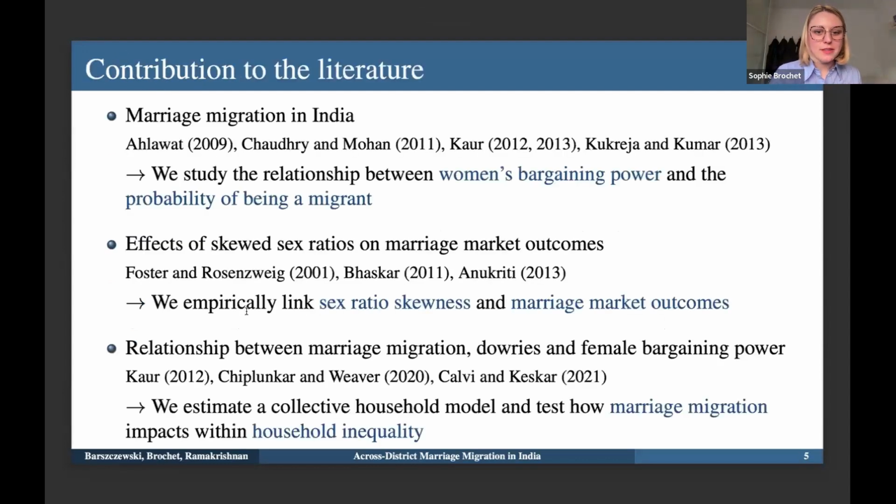We contribute to the literature in three ways. First, there's the literature on marriage migration in India, and what we do is study the relationship between this phenomenon and women's bargaining power. Then we also look into the effects of skewed sex ratios on marriage market outcomes, and in particular on the bargaining power of women. And then finally, we study relationships between marriage migration, dowry, and female bargaining power with this collective household model.